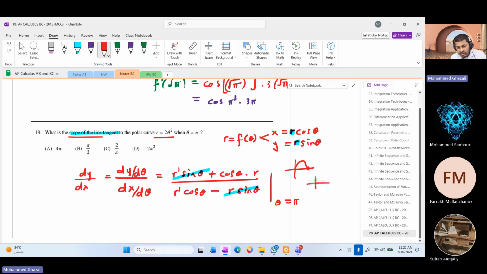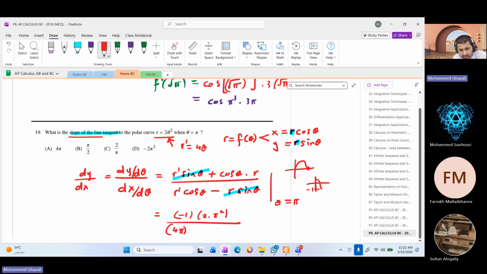Now look at cos of pi. It's negative. Very good, -1. So cos of pi is -1 times r. What's r evaluated at pi? When theta is pi, you need to substitute inside here. So 2 times pi squared. Divided by, what's r prime? We forgot to find r prime here, which is dr/d theta. r prime is 4 theta. So 4 pi. So what's r prime? That'll be 4 pi.